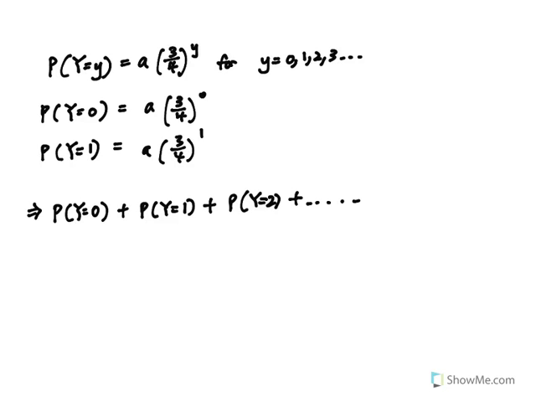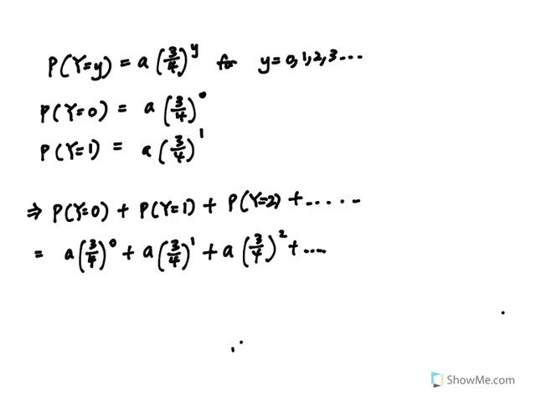Whenever we are stuck at something, we try to write out the first 3 terms and see whether there's any pattern that we can observe. So this is a(3/4)^0, a(3/4)^1, a(3/4)^2, and so on and so forth. And we know that it's supposed to give us 1. What can we do? Realize that there's actually a common factor a, and this is a times 1 plus 3/4 plus (3/4)^2 plus dot dot dot.